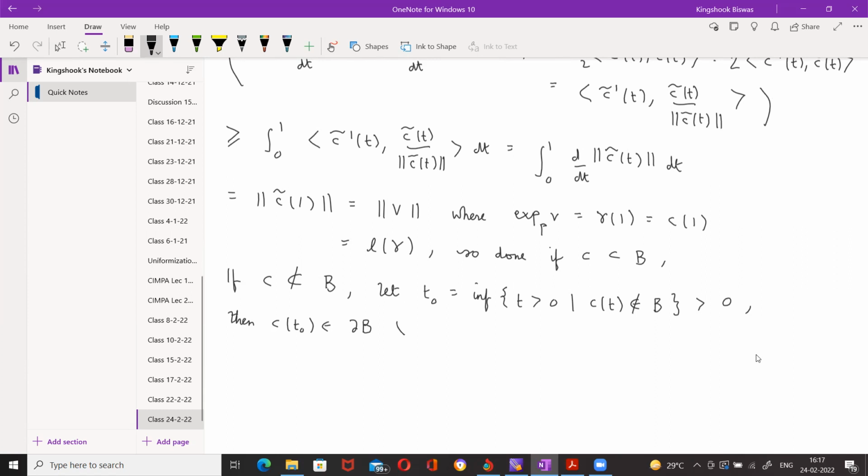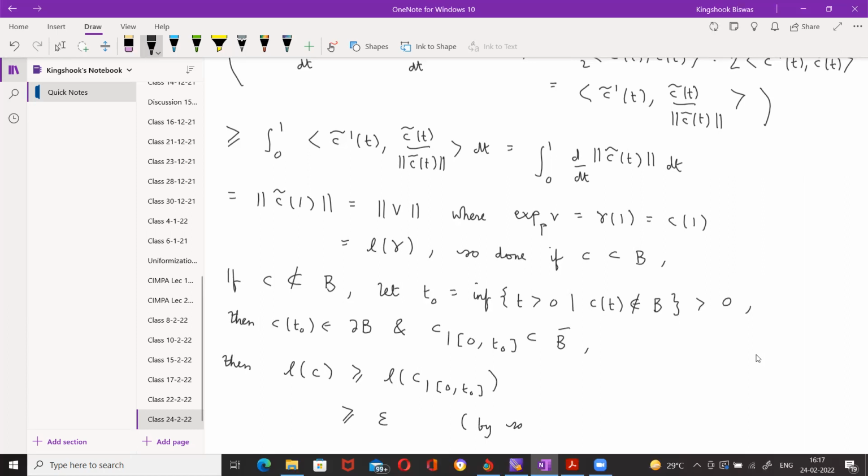And C restricted to 0 to T naught is contained in B closure. So then the length of C is greater than or equal to the length of C restricted to 0 to T naught. And this, by the same argument as before, is greater than or equal to epsilon.